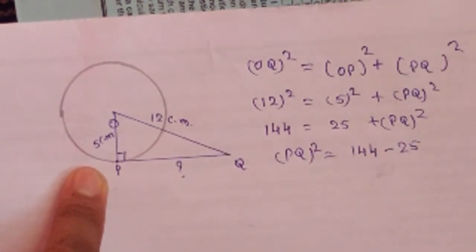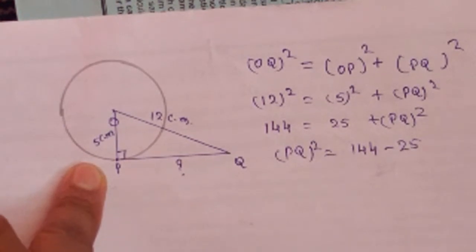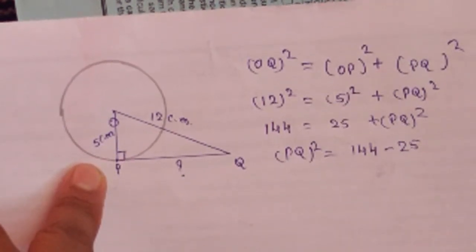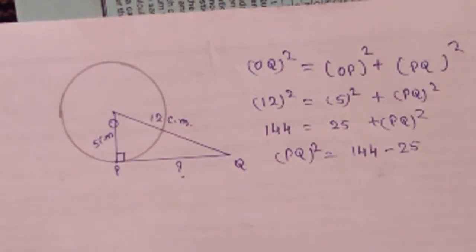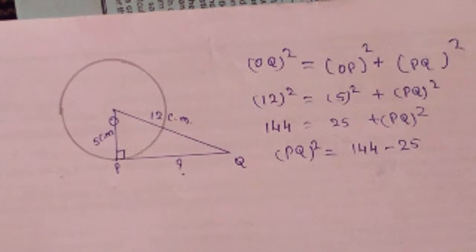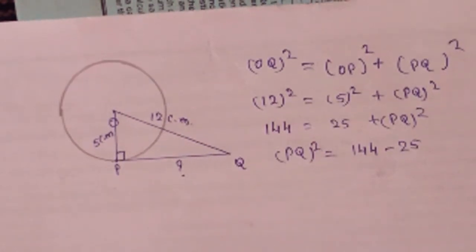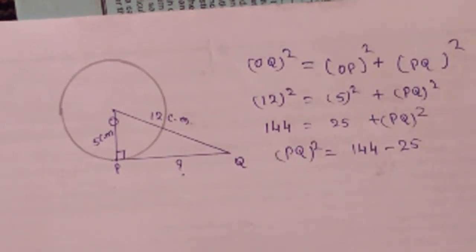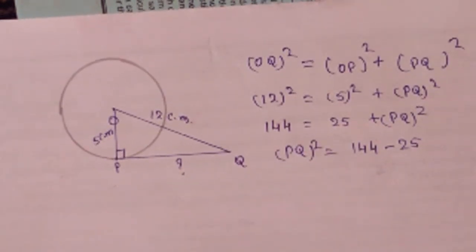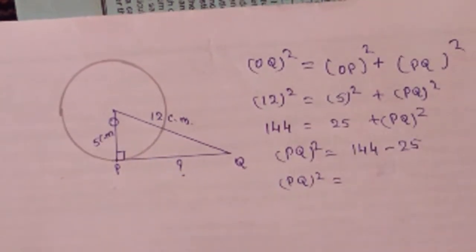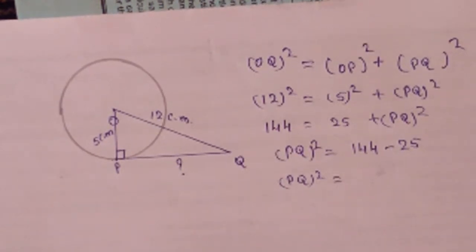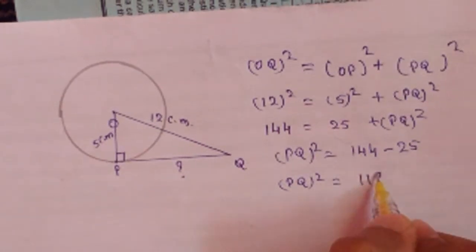So when we rearrange this, it becomes PQ square equals 144 minus 25. Just comment me the answer first. What is the value of PQ square? So 144 minus 25 is 119.